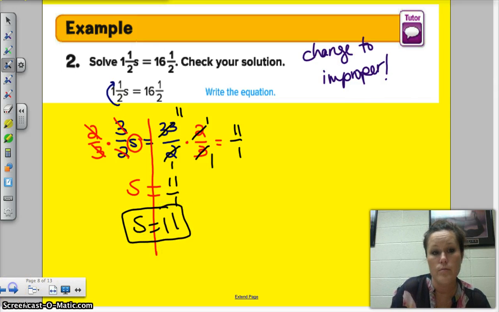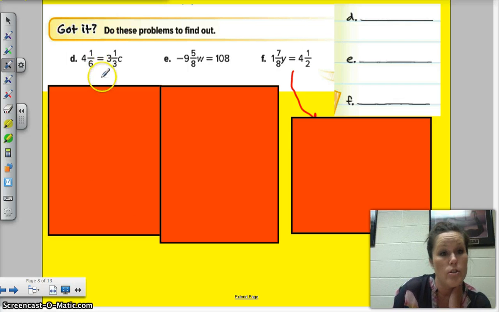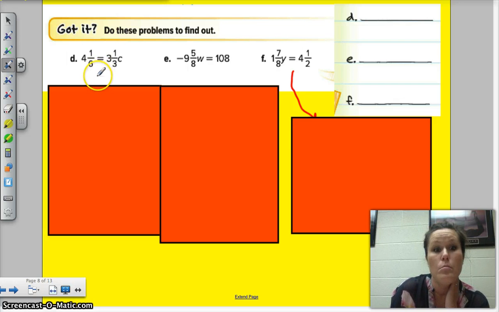Okay, let's walk through the next example. Oh, it's some that you're going to practice. So again, change to improper fractions, multiply by the reciprocal, and then simplify. Go ahead and pause now.